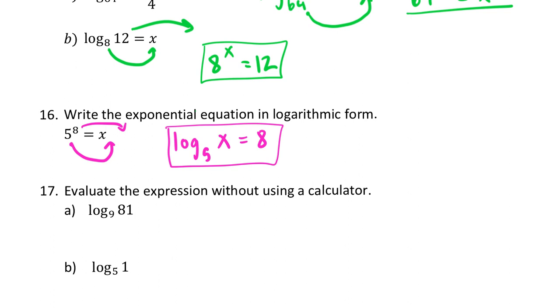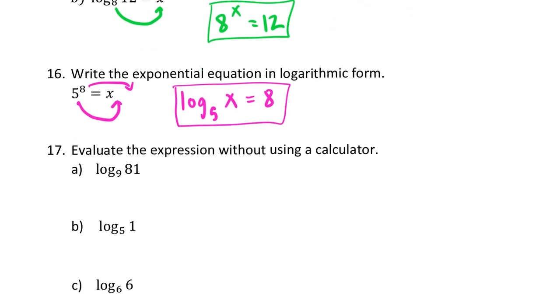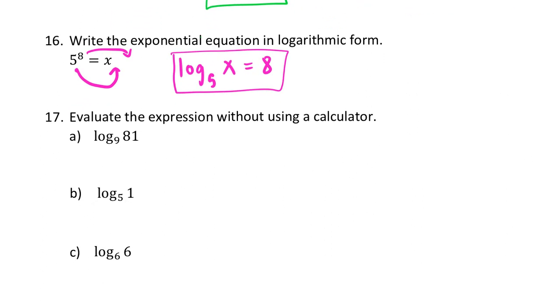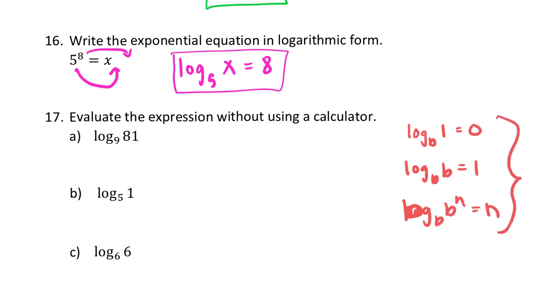You can simplify logarithms by writing them in exponent form, or you can use the rules of exponents. So some of the rules of exponents, and this is also from section 38, would be if you have log base b of 1, that is always 0. Log base b of b is always equal to 1. And log base b of b to the n power is n. So these three rules, very simple.